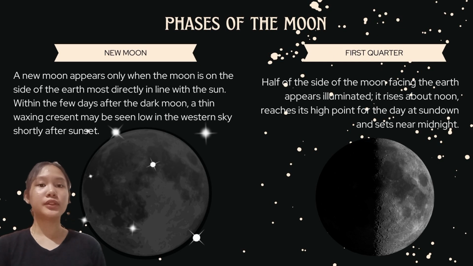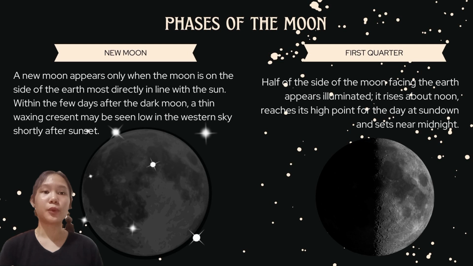A new moon appears only when the moon is on the side of the earth most directly in line with the sun. It is sometimes called a dark moon because there is no illumination on the earth's side. Within a few days after the dark moon, a thin waxing crescent may be seen low in the western sky shortly after sunset. Next is the first quarter.